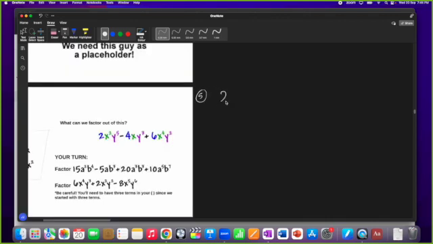I have 2x squared y to the 5 minus 4x y cubed plus 6x to the 4 y squared. What do they have in common?